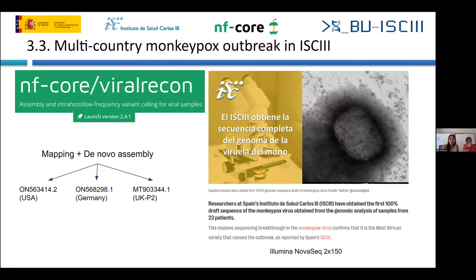And the last example is the most recent one, and is how we in the Institute of Health Carlos III treated the multi-country monkeypox outbreak in non-endemic countries. So here we sequenced 28 samples, and we used the latest version of viralrecon to obtain different FASTA genomes for both the de novo assembly and mapping approach against three different monkeypox genomes. We obtained, using an Illumina NovaSeq of 2 × 150 reads, 33 samples that had 100% of the reference genome covered at least at tenfold depth.